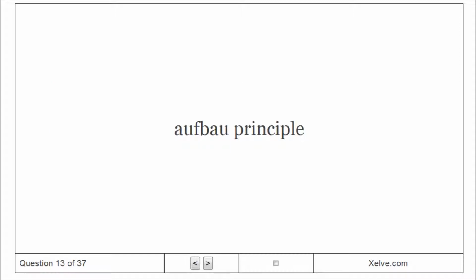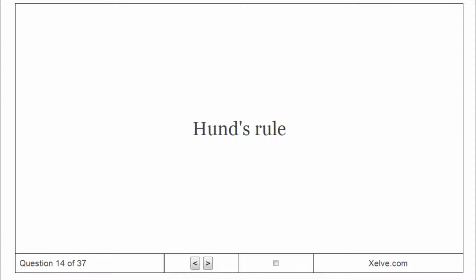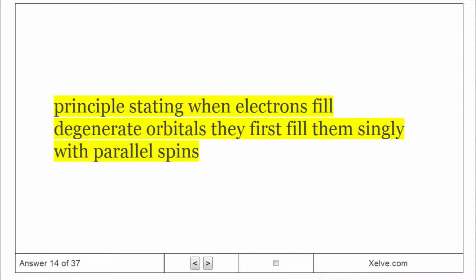Aufbau principle. Principle that indicates the pattern of orbital filling in an atom. Hund's rule. Principle stating that when electrons fill degenerate orbitals, they first fill them singly with parallel spins.